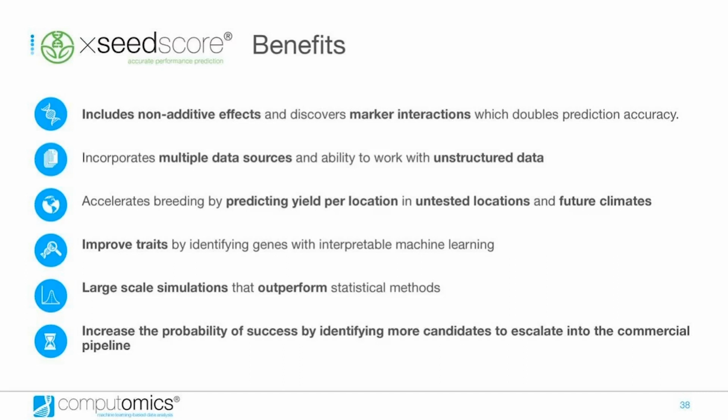The model is very adaptable and scalable with regard to the number of markers and the population size. You can increase the probability of success by creating population sizes that can provide the best prediction accuracy and also escalate more candidates with elite genetics into the commercial pipeline.